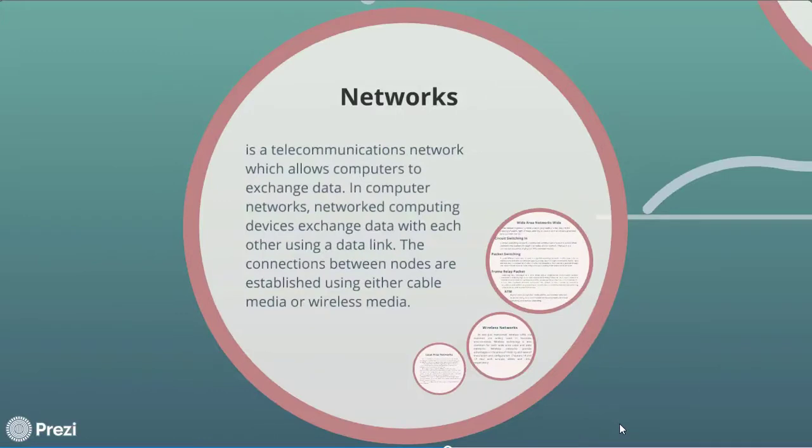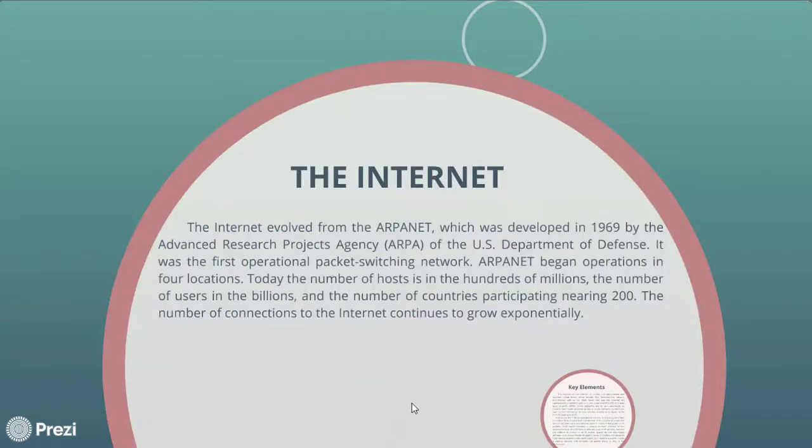With that, we can now define networks. A network is a telecommunications network which allows computers to exchange data. In a computer network, networked computing devices exchange data with each other using a data link. The connections between nodes are established using either cable media or wireless media. And the best example of a network is the internet.